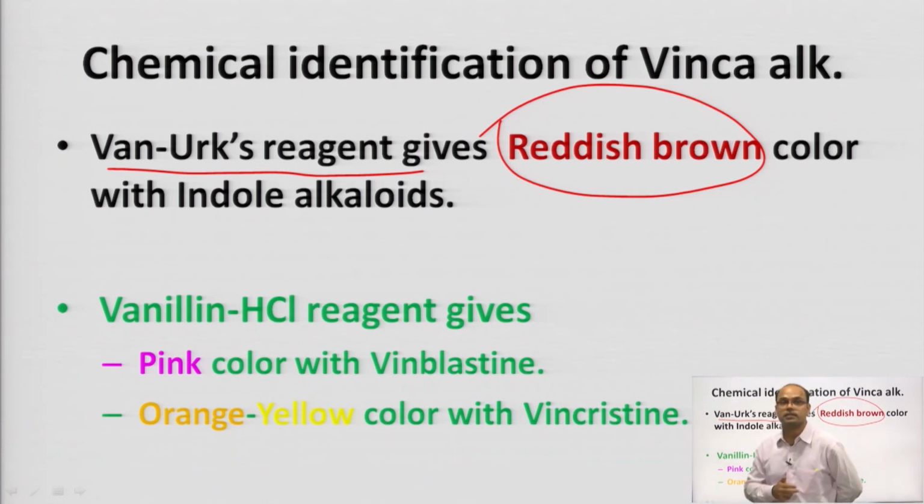There are other tests like vanillin HCl reagent, which gives pink color with vinblastine and orange yellow color with vincristine. So vanillin HCl reagent is differentiating between the vinblastine and vincristine by its color. Vinblastine gives pink color with vanillin HCl reagent, whereas vincristine gives orange yellow color with vanillin HCl reagent.